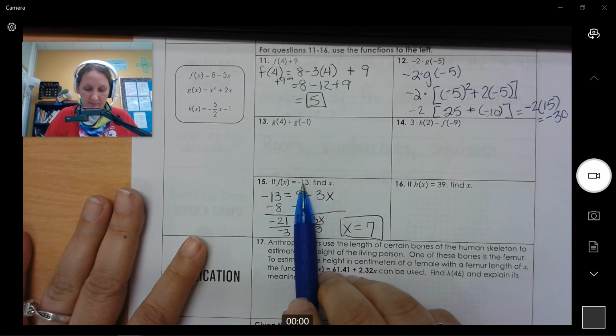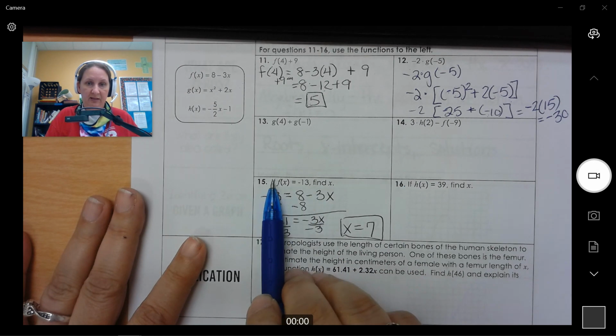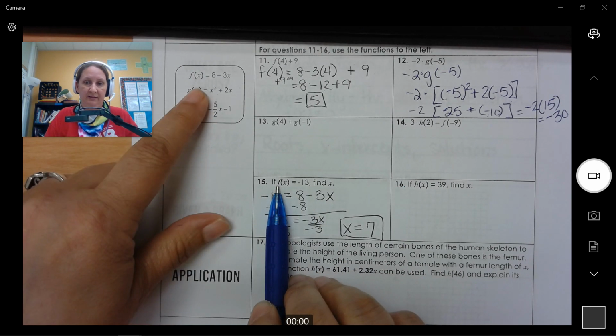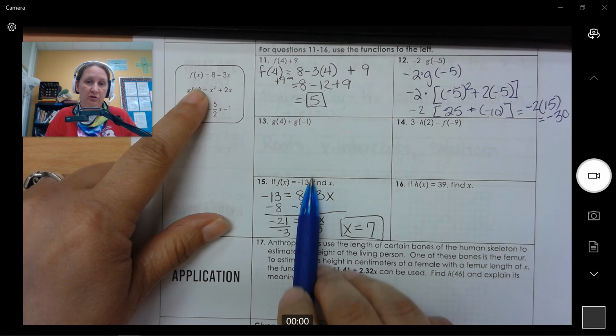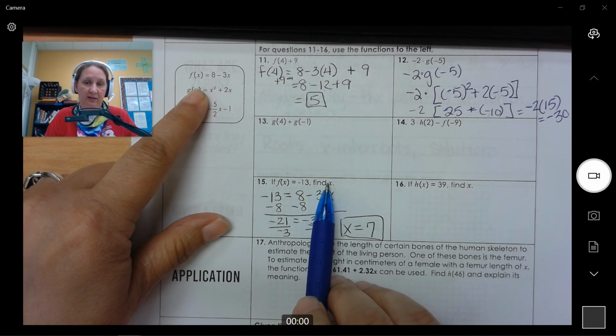Okay, so in this one we have negative 13 being made equal to f of x. This one's backwards. This is not where we're trying to find y, we're trying to find x this time.